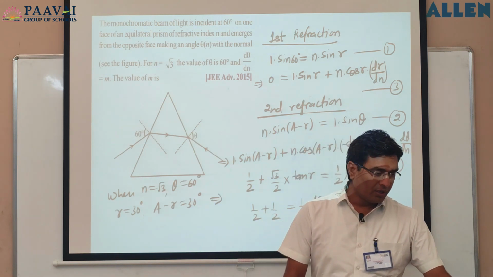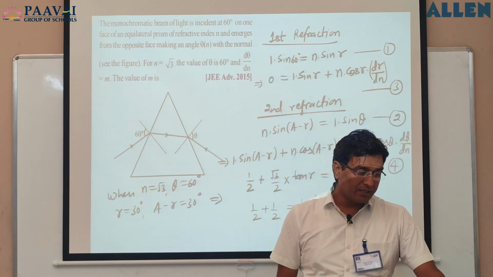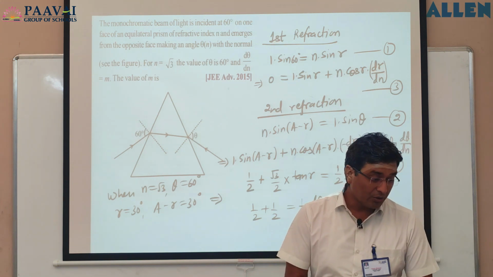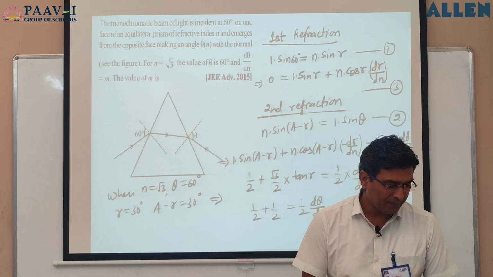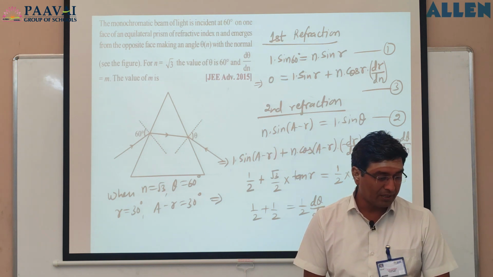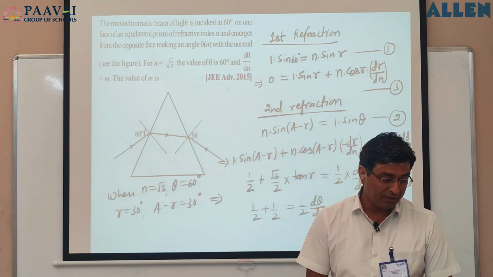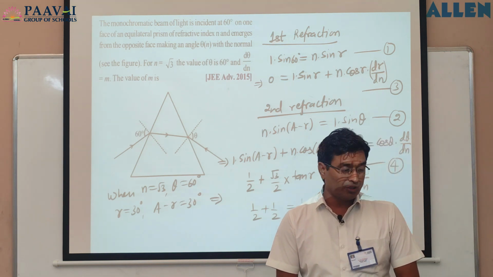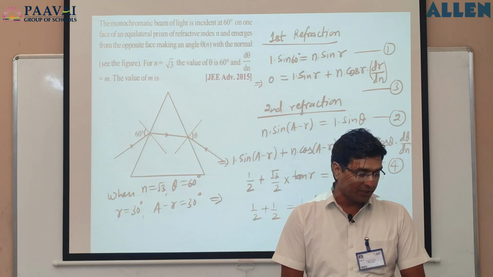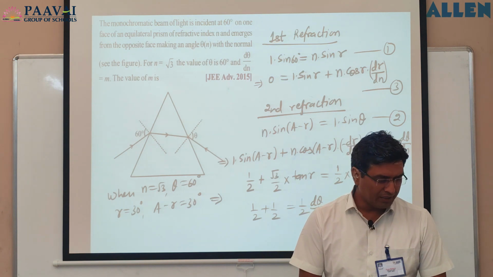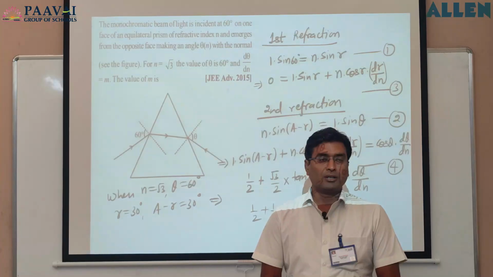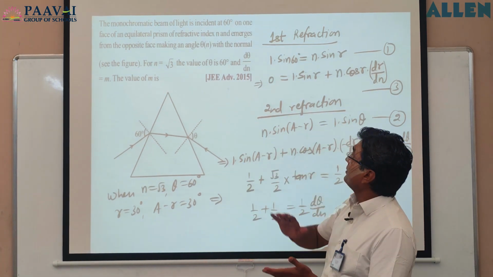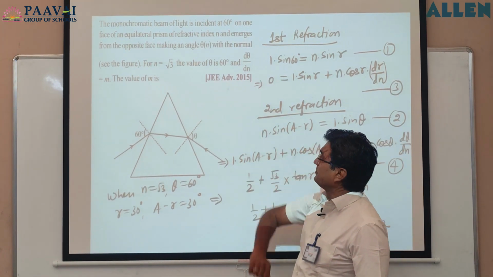A monochromatic beam of light is incident at 60 degrees on one face of an equilateral prism of refractive index n, and emerges from the opposite face making angle theta, as a function of n, with the normal. For the given value of n equal to root 3 and theta equal to 60 degrees, d theta by dn equal to m, the value of m is. So, as you can see, the question says that we are supposed to find d theta by dn.